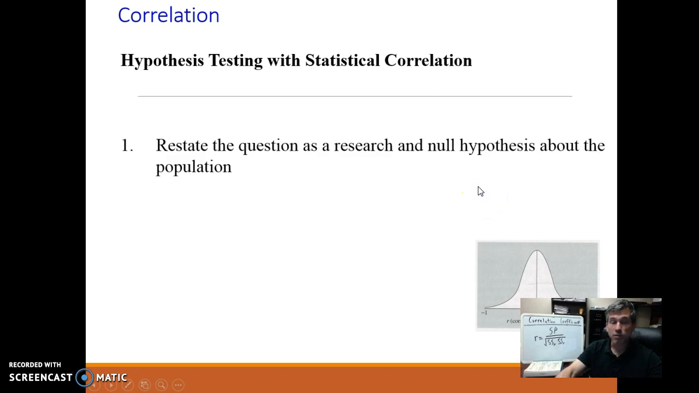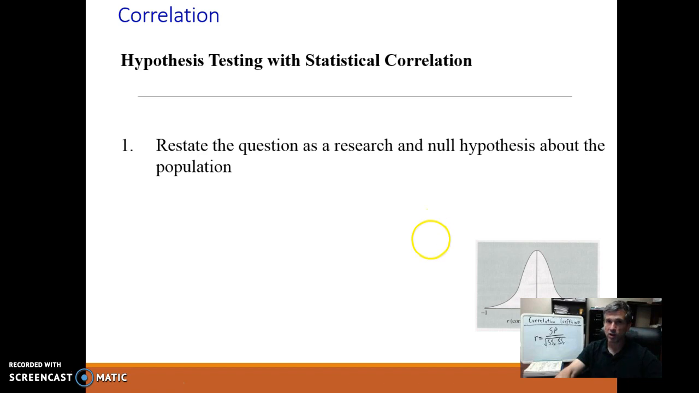First, the first step is define our hypotheses. We still have those two boring hypotheses. We're going to do nothing but two-tailed tests from here on out in correlations. So it's pretty straightforward. It's those very common hypotheses of equality and difference.